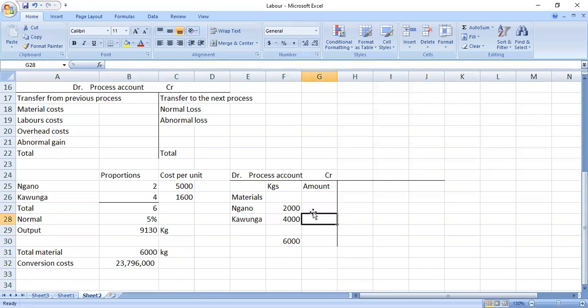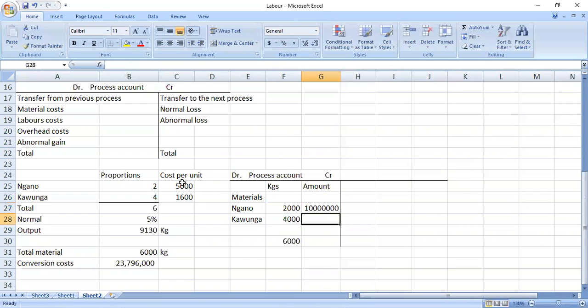So let's look at the amount. We were given prices: for each ngano unit, you're paying 5,000 per kilogram. So if I used 2,000, it should be 2,000 times the cost per kg, which is 5K. You do the same with kaunga: the cost per kg is 1,600, and I used 4,000 kgs. So that's how you get materials. And then we add our conversion costs, which represent the overheads and labor costs.